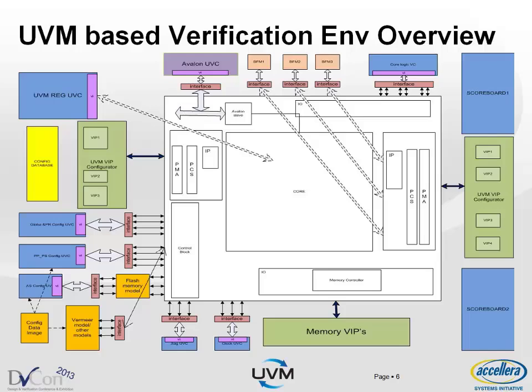And if you see the color coding, all the blue ones are the UVM agents or UVCs which we have developed, and these are a couple of scoreboards. And also this is the proprietary Avalon bus we are reusing from another group, with the UVM wrapper on top of it.